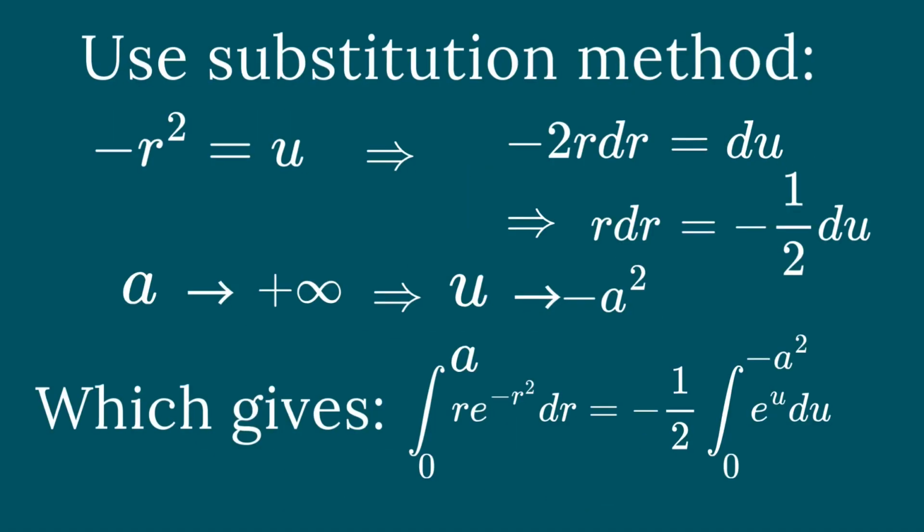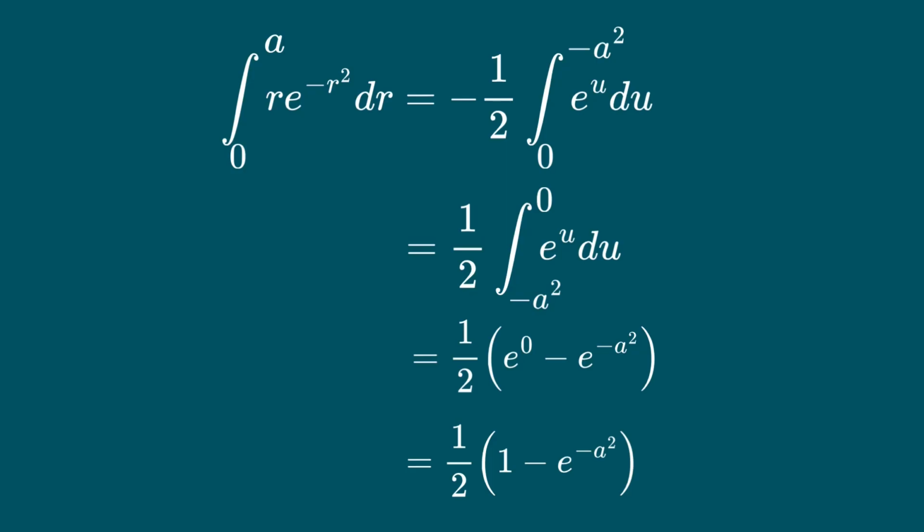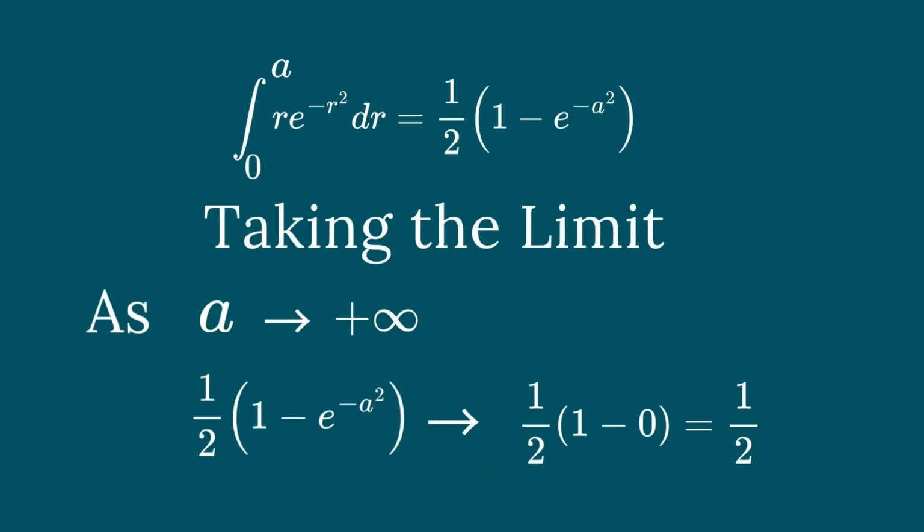The r integral can be solved using substitution. So, let u equal minus r squared, then du equals minus 2r dr, which gives r dr equals minus 1/2 du. Substituting into the integral, we get the integral from 0 to a of r e to the power of minus r squared dr equals minus 1/2 times the integral from 0 to minus a squared of e to the u du. Evaluating the limits, we find it equals 1/2 times 1 minus e to the power of minus a squared.